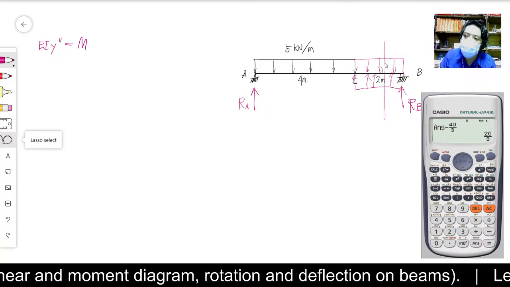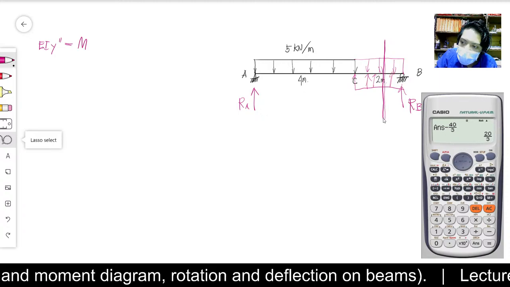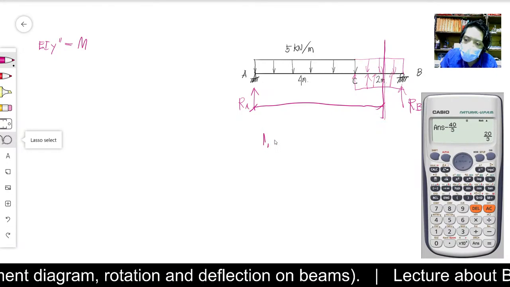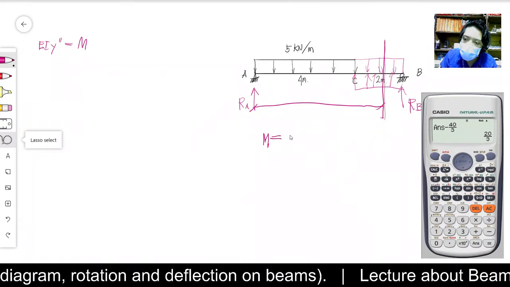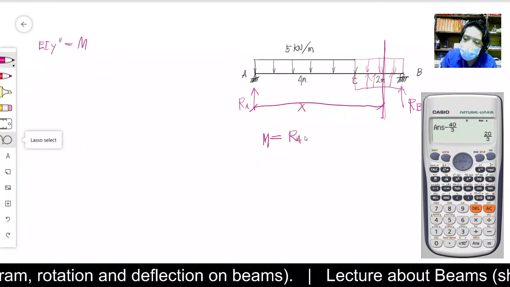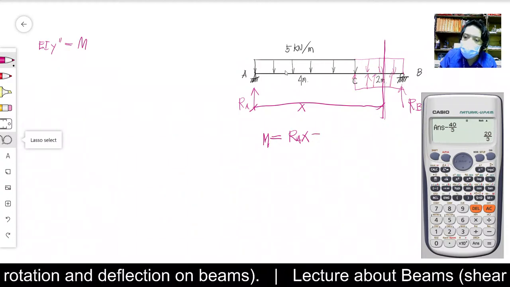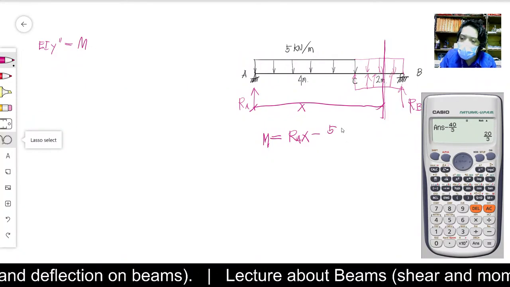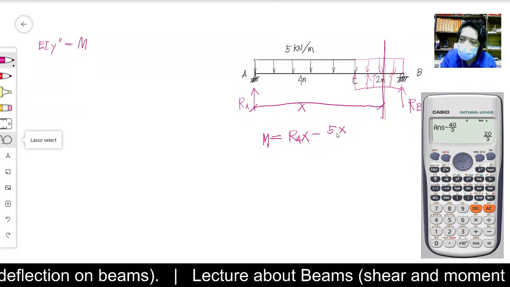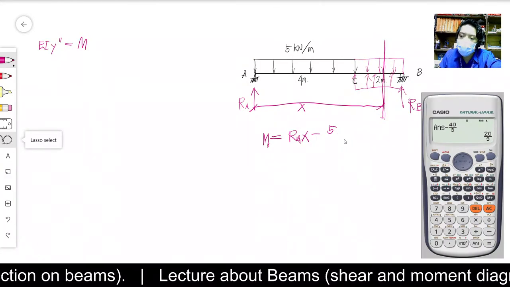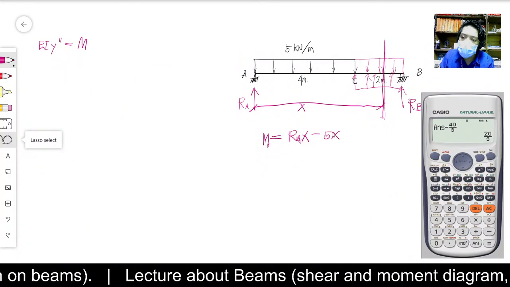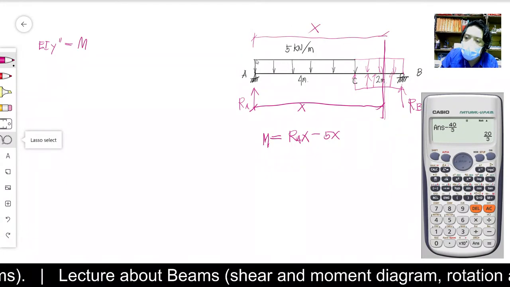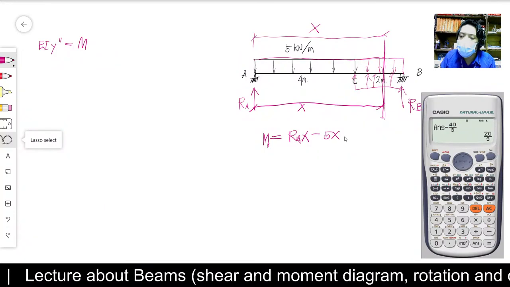Then pass the cutting plane. This distance is equal to x. And your moment is equal to RA times x, minus, take note, the 5 kilonewton per meter load up to point B. So that is 5 times x. That's the magnitude only, since this distance is x and the load extends up to there.